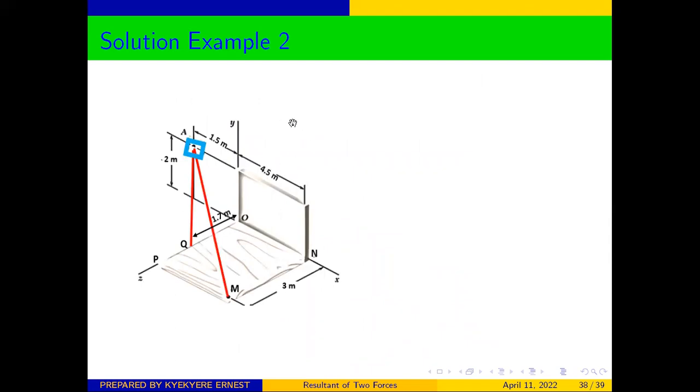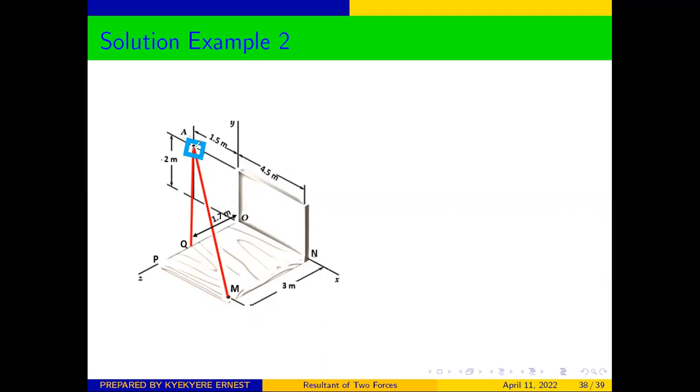We have seen that this question is a 3D question. We have the x-axis, we have the z-axis, and then we have the y-axis. And then we have two forces, AQ and then AM. And we are told to find the resultant of the forces exerted at A. So we have two forces.